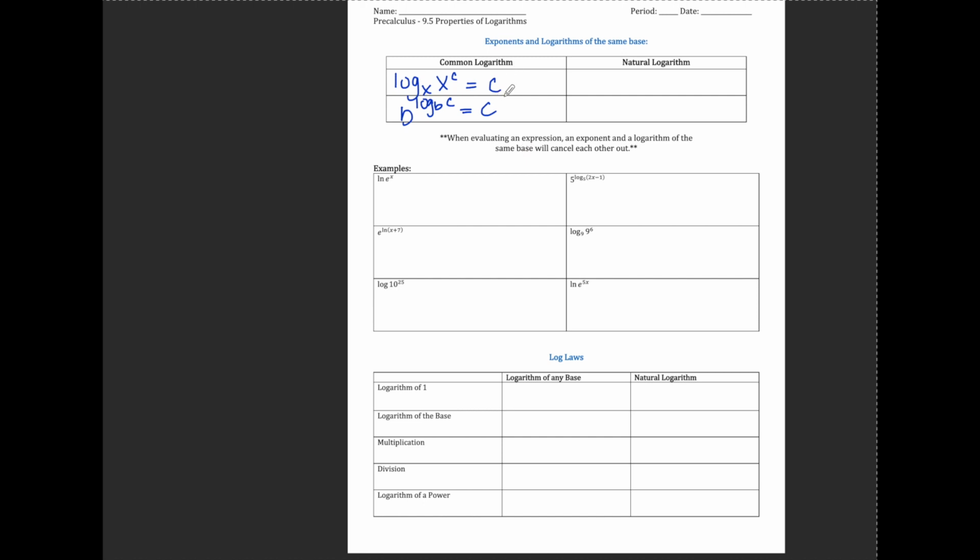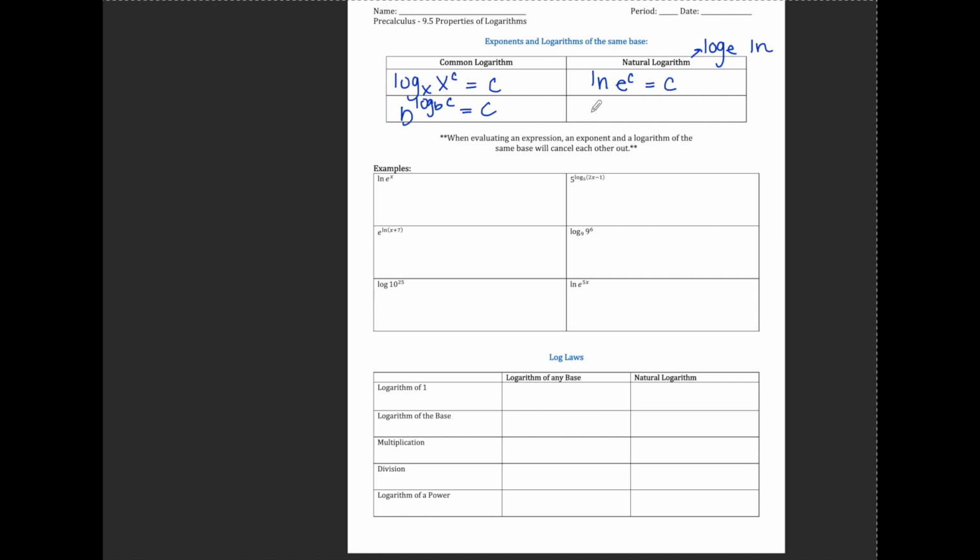These same two rules apply for the natural log as well. Remember that the natural log is really just a log with a base e, but instead of writing it in this way, we use ln. So if I have ln of e to the c, since this is a log with a base of e, and then I'm taking the log of something that has a base of e, they cancel each other out, just like with the common log, and you end up with just c.